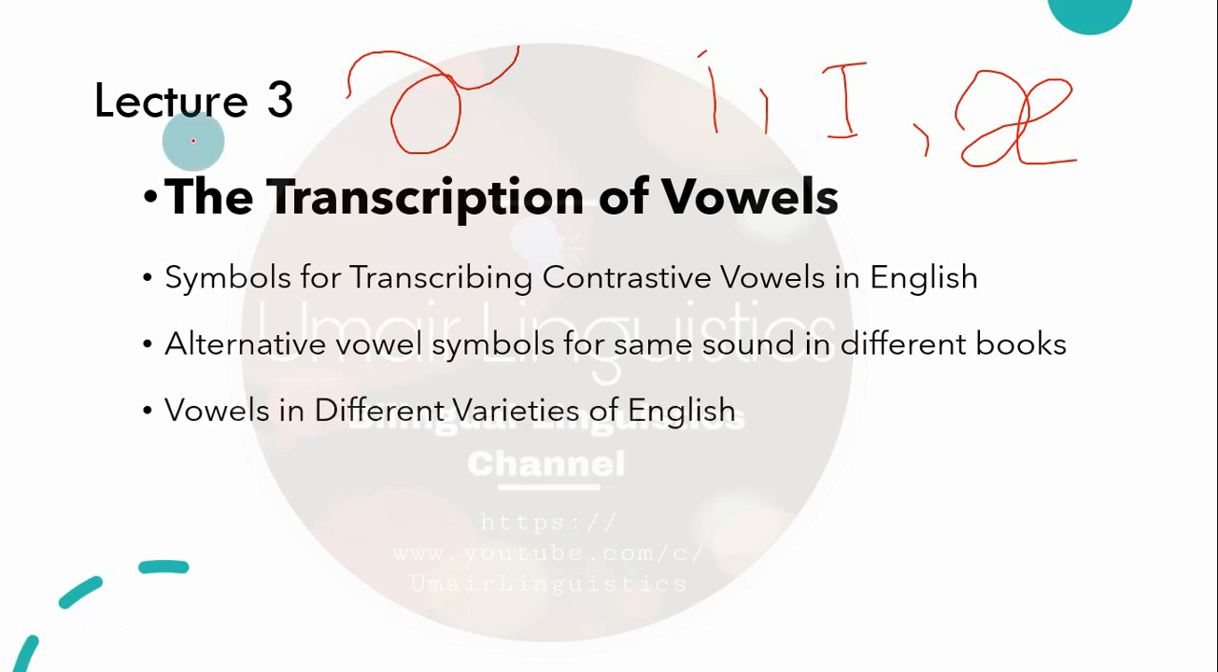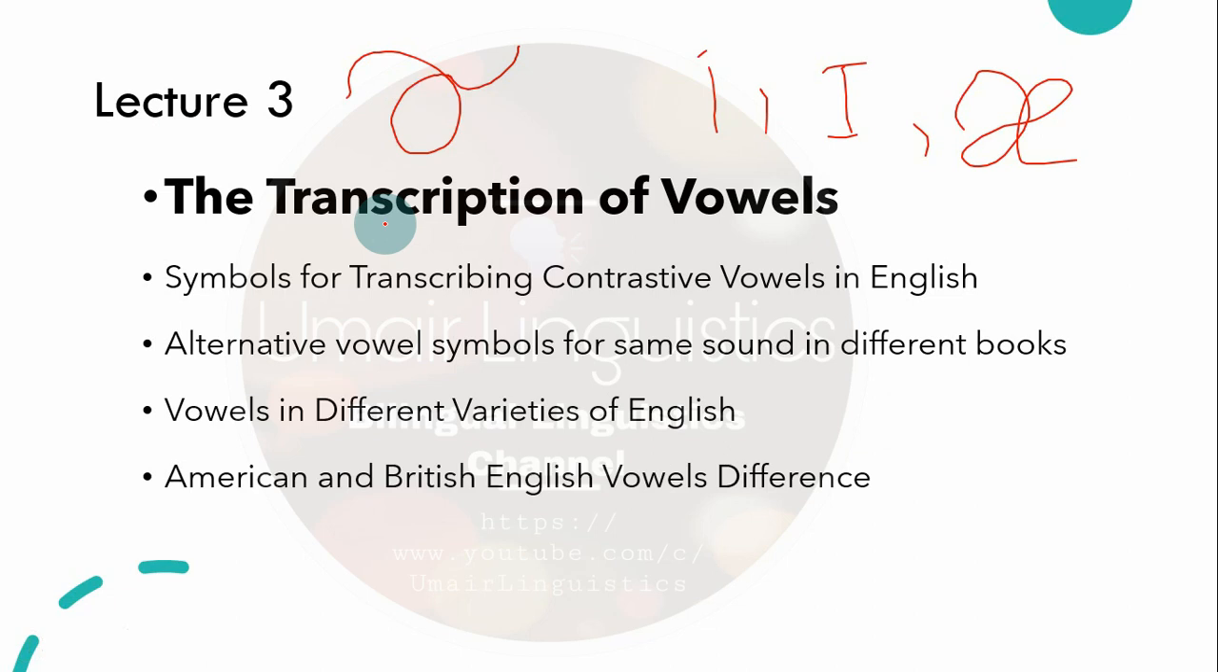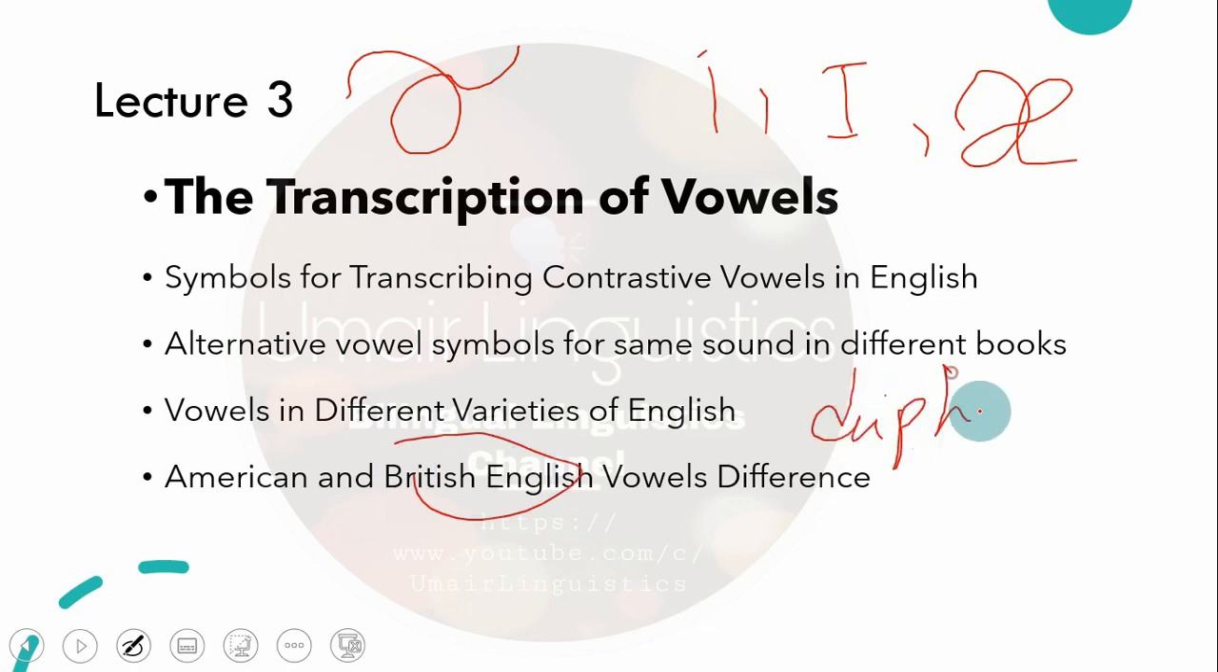Then we discuss vowels in different varieties of English, and we also discussed the American and British English vowels difference. So we talked about that British English usually has more variation in diphthongs, and there are more diphthongs in British English than in American English.